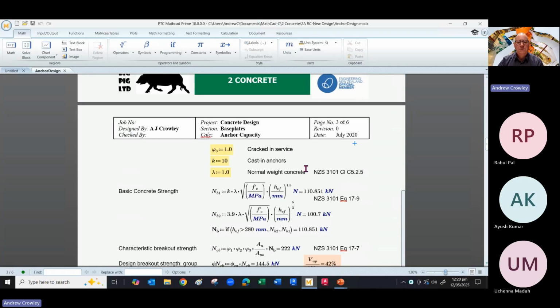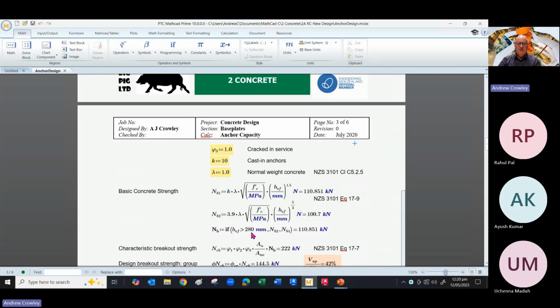Phi 3, now we're assuming cracked in service, so phi 3 is 1. We have a fudge factor of K equal to 10 because there's a cast-in anchor, and a lambda of 1 because we're using normal weight concrete. These will change if any of the assumptions change. From that, we can derive a basic concrete strength of 110 kilonewtons.